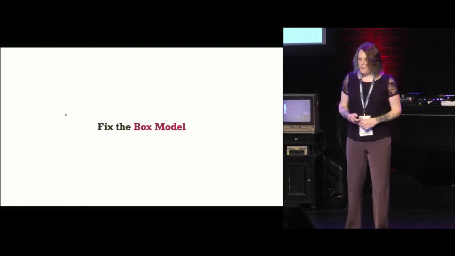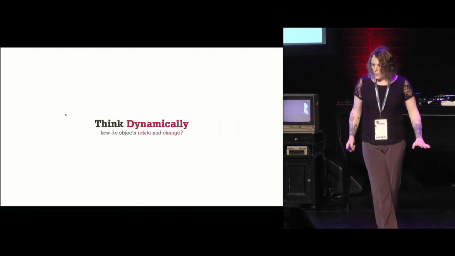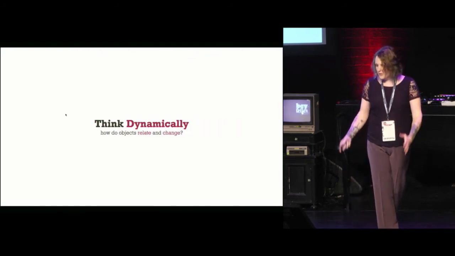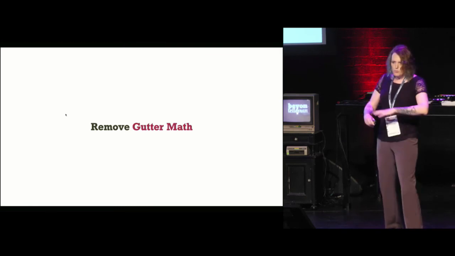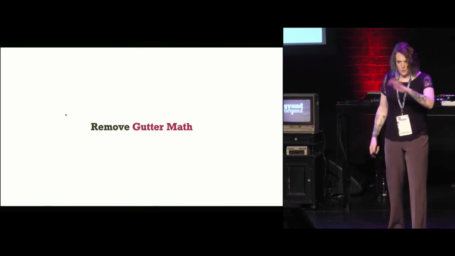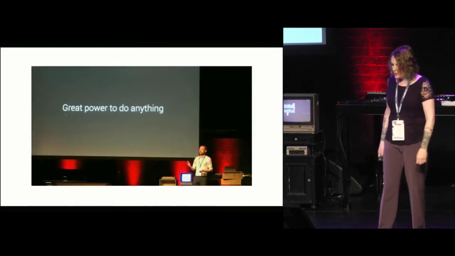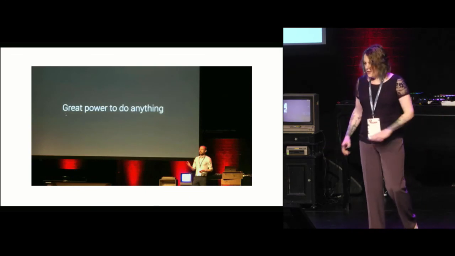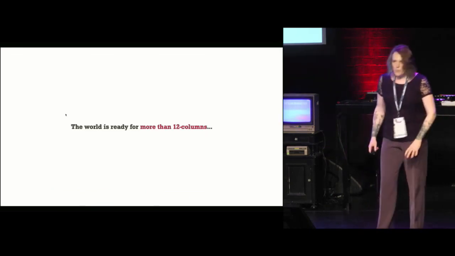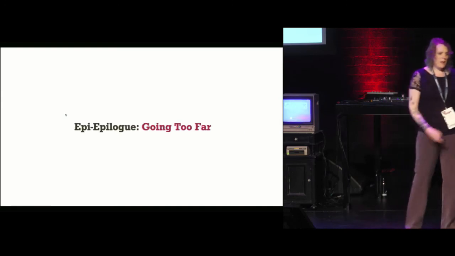Fix the box model. Stay in the flow whenever you can. Think dynamically about the relationships between things. Remove the gutters. That helps with all the math, unless you're using CSS Grid, and then it does gutters for you. And it's great power. You can do anything. The world is really ready for more than 12 columns.